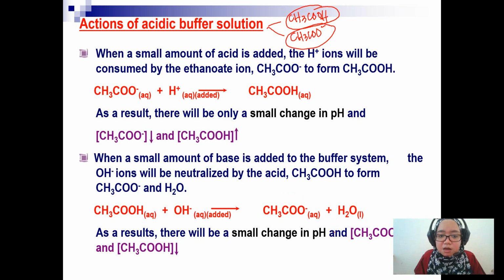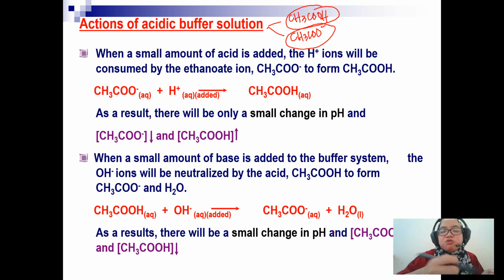Sebab apa? The added base yang di add tadi is now consumed by, ataupun react with, the weak acetic acid. So penambahan OH minus tak ada beza. Sebab apa? Dia akan react to form ethanoate ion pula. So sebab tu buffer solution can maintain its pH. Sebab bila dia tambah pun nanti dia akan kena consume dengan weak acid.